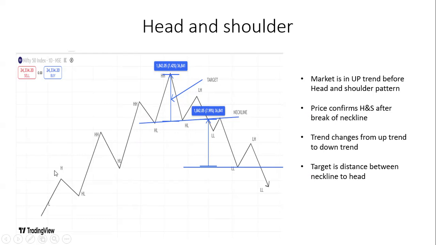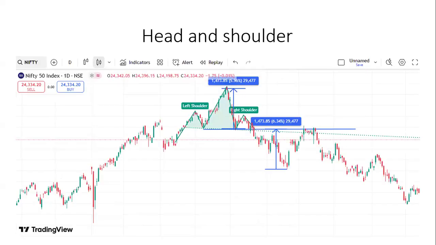So the stock was in an uptrend. After this pattern, only when there is a clear breakdown of this support can we call this a head and shoulder. Now the stock follows the bearish trend and goes on to give the targets of this head and shoulder. Let's see it on the chart.